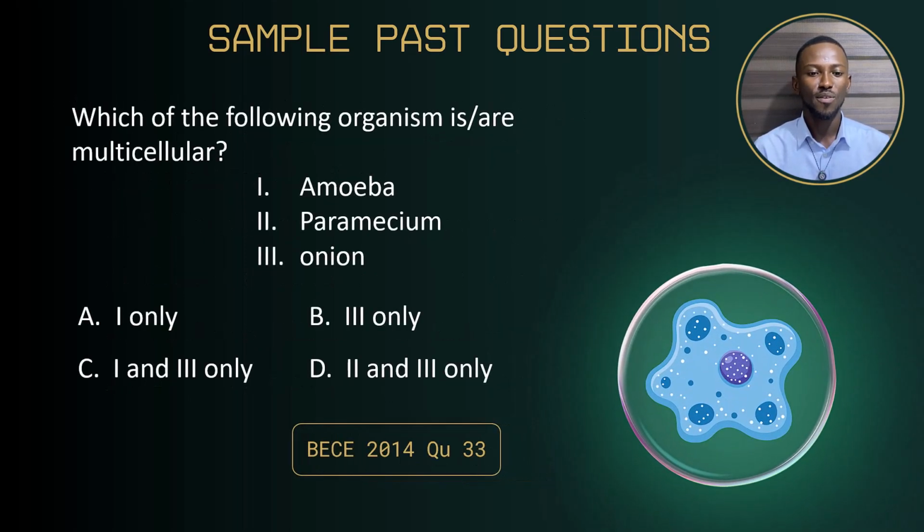Then we have, which of the following organisms is or are multicellular? Automatically, you've seen amoeba. Oh, so I know this is amoeba. Amoeba is unicellular. Paramecium is unicellular. So the only multicellular is onion. Maybe you're right. Yes. So what do you think? It's 2014, question number 33. You can go check it out.